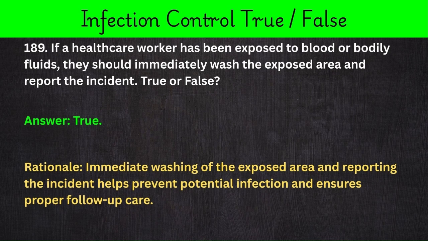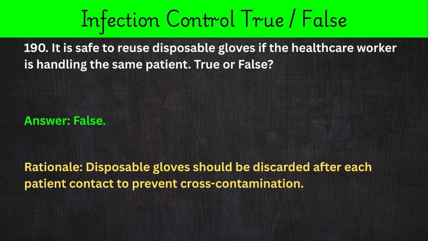189. If a healthcare worker has been exposed to blood or bodily fluids, they should immediately wash the exposed area and report the incident. True or false? Answer: true. Rationale: immediate washing of the exposed area and reporting the incident helps prevent potential infection and ensures proper follow-up care.